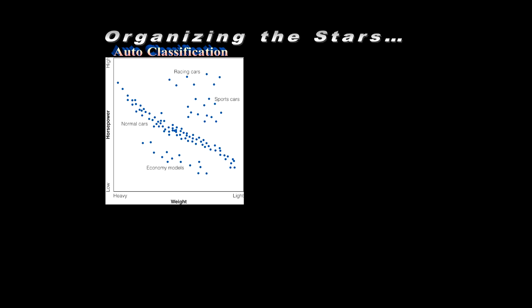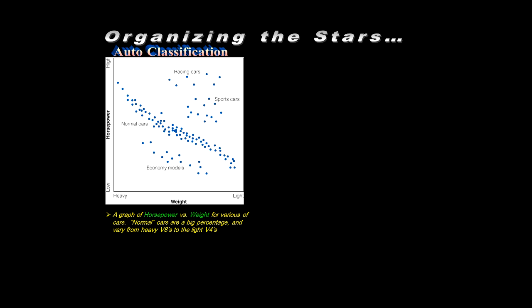And to understand how this works, let's start with how we might classify automobiles. So here's a graph of automobiles. And what you'll notice, it's a graph of horsepower as compared to weight. So the horsepower goes from low to high, while the weight, you might think it goes from light to heavy, but it's opposite. So the heavier is going toward the left, lighter to the right. That's how it is. And it'll make the analogy a lot better to the star chart we're going to look at shortly. So horsepower versus weight.